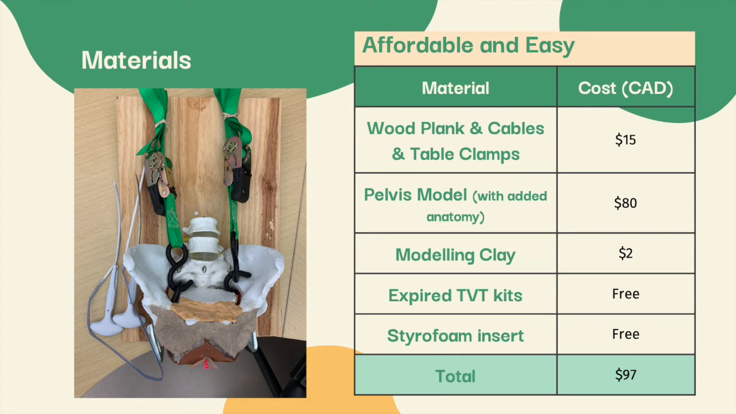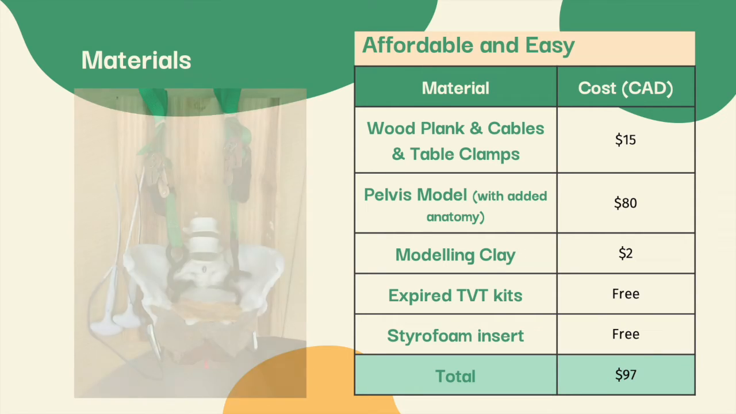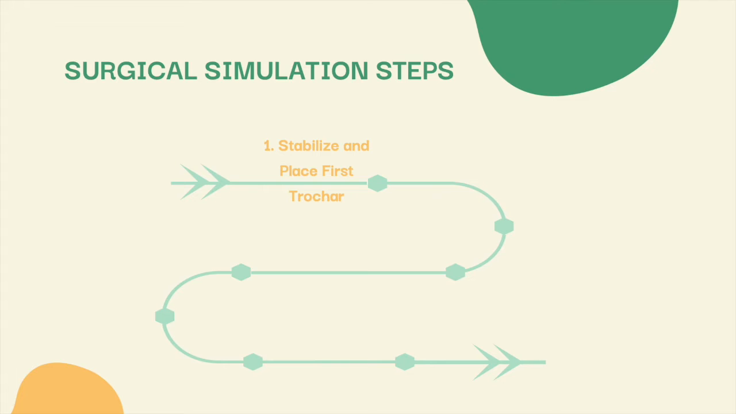We therefore sought to develop a TVT simulation model that was both affordable and easy to assemble. The total cost was under $100, with the majority arising from infrastructure material such as the pelvic model. Expired TVT kits were donated to us, and the tissues were simulated with modeling clay that could be reformed and reused. In this simulation, we demonstrate the surgical steps to residents using the created model.